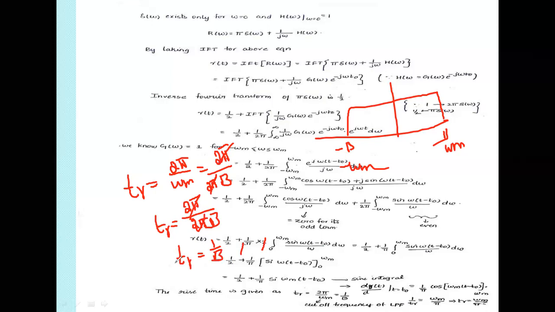What it matters: the rise time is inversely proportional to the bandwidth. Rise time is inversely proportional to the bandwidth, and bandwidth is inversely proportional to the rise time. Omega m is a frequency. Time is always inversely proportional to frequency, and frequency is inversely proportional to time. Got it?